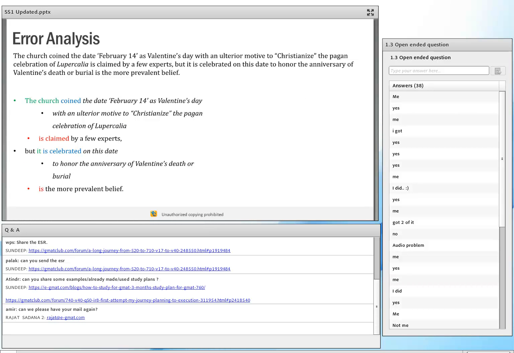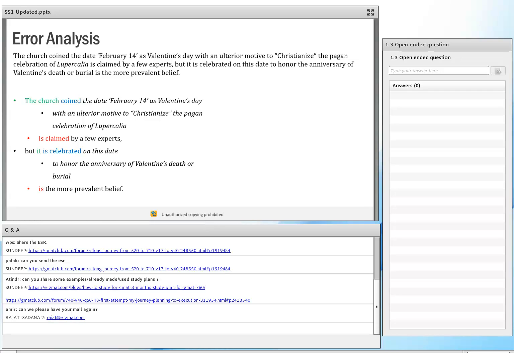Okay, so let's analyze the errors in these sentences. We're now going to go through choice A, B, and C. In the first choice, the church coined, so you can see subject and verb over here. The date February 14 as Valentine's Day with an ulterior motive is claimed. Does is claimed have a subject? Does is claimed have the subject here? No, that's the first error here.